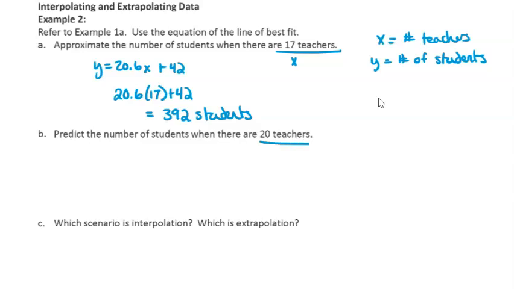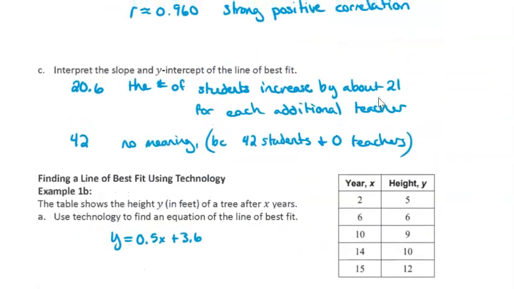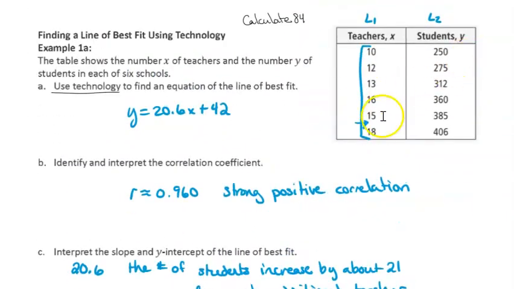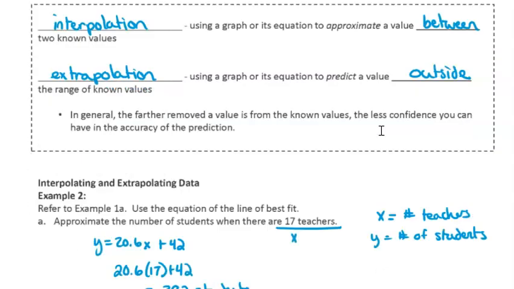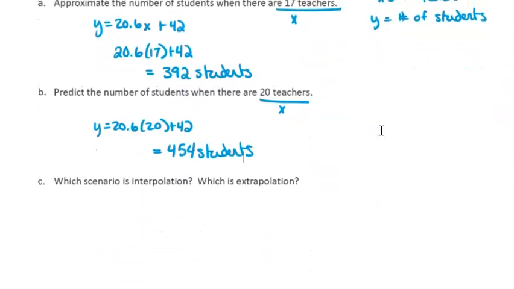Now it wants 20 teachers. Teachers is x. So once again, we use our equation and plug in 20, using the calculator to evaluate it. And we get 454 students. If you look, once again, back at that table, 20 is outside the range of known numbers. We knew schools that have 10 teachers up to 18 teachers. So 20 is past 18, so that's extrapolation.